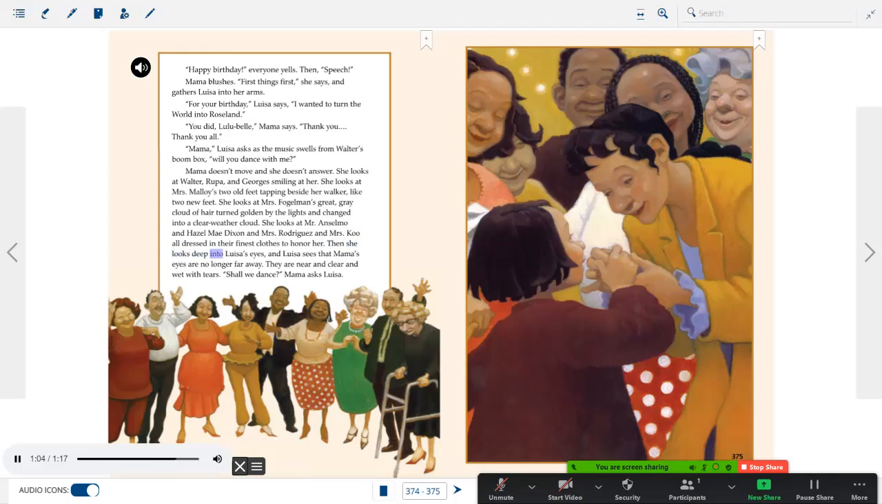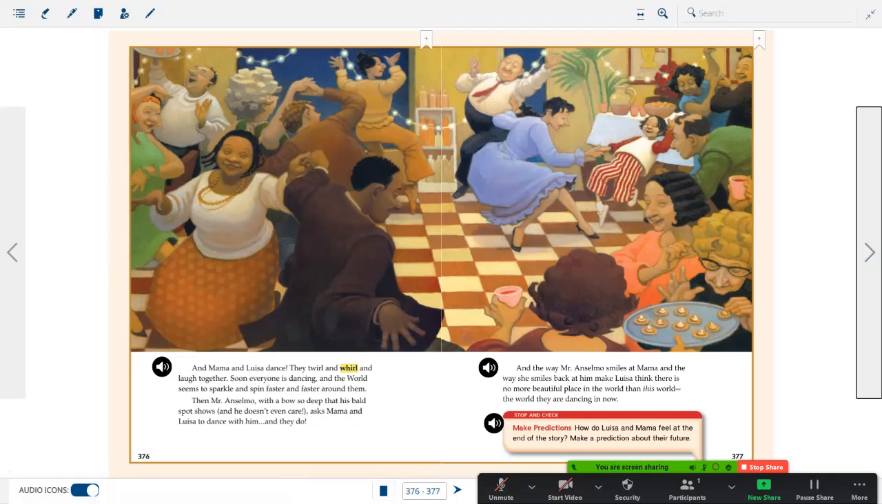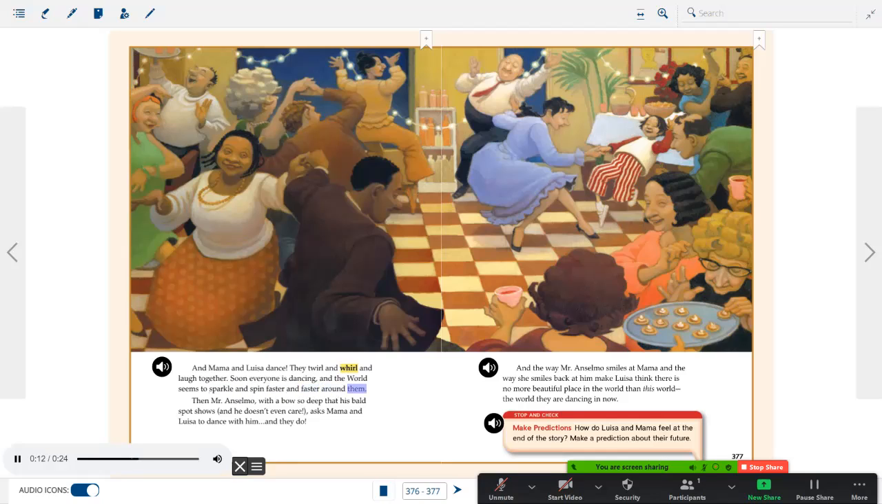Then she looks deep into Louisa's eyes, and Louisa sees that Mama's eyes are no longer far away. They are near and clear and wet with tears. "Shall we dance?" Mama asks Louisa. And Mama and Louisa dance. They twirl and whirl and laugh together. Soon everyone is dancing, and the world seems to sparkle and spin faster and faster around them.